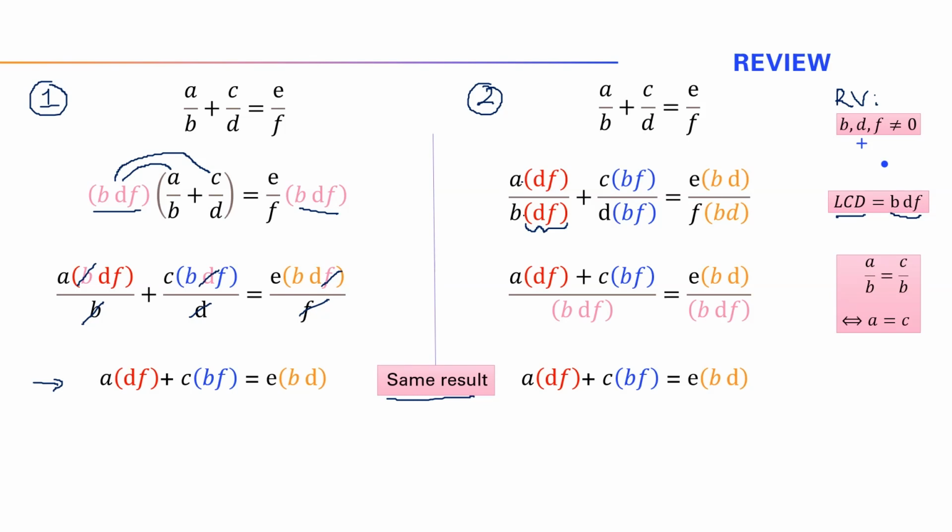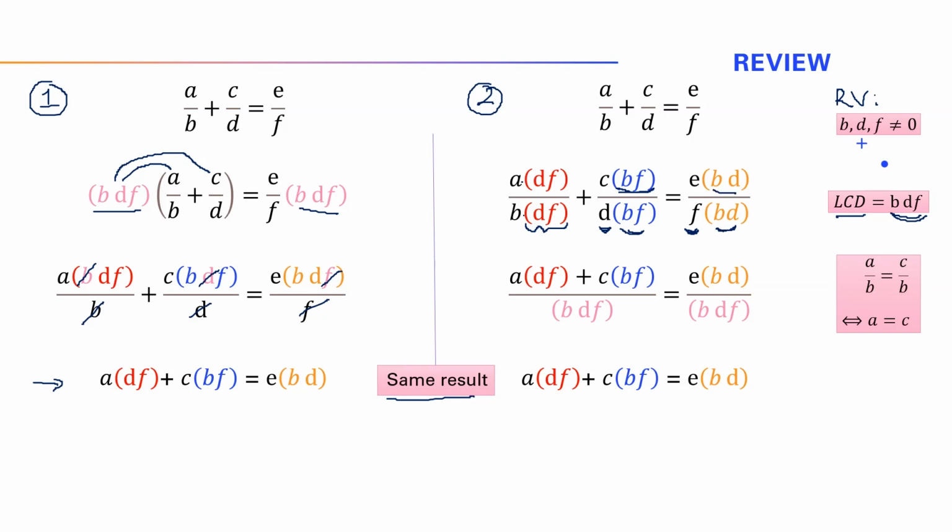The same thing with C over D. Now we see that you have D already, but for the least common denominator you have 3 factors. Now you only have 1 factor D. Now you need B and F, and you do the same thing: multiply BF top and bottom for the fraction C over D. We do the same thing on the right hand side. E over F, we have factor F, but we are lacking B and D, so we multiply top and bottom by B and D.